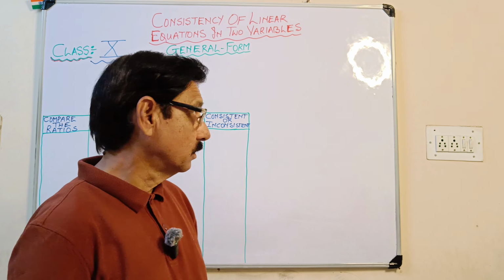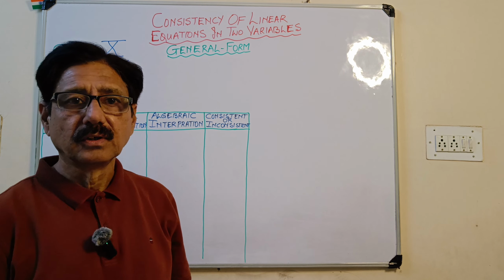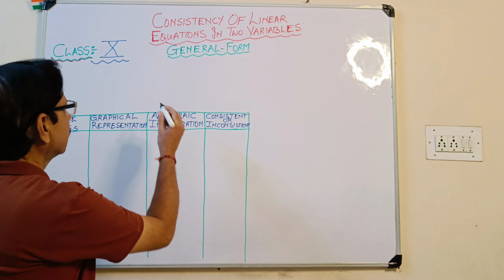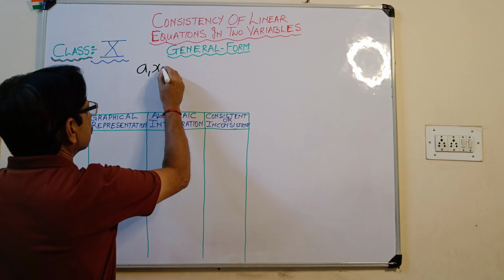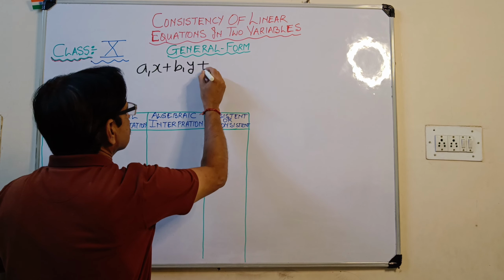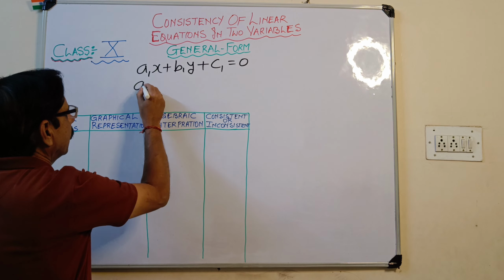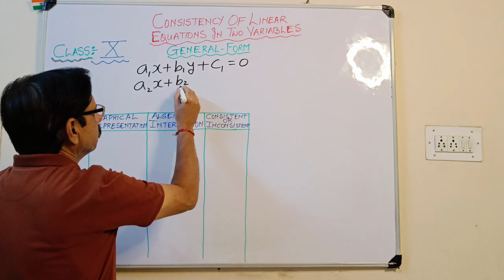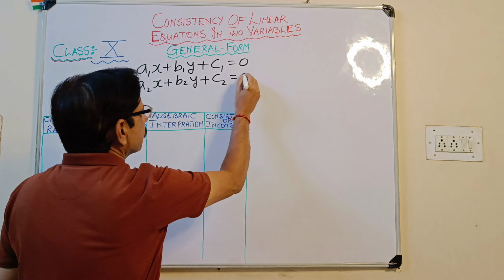So first of all, we will write the general form of the linear equations in two variables. And what is that general form? That is a1x plus b1y plus c1 equals 0, and the second one is a2x plus b2y plus c2 equals 0.